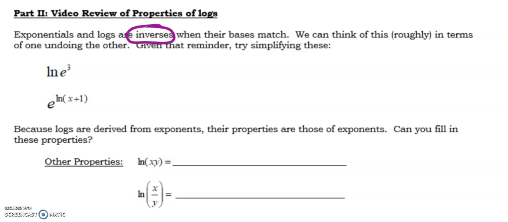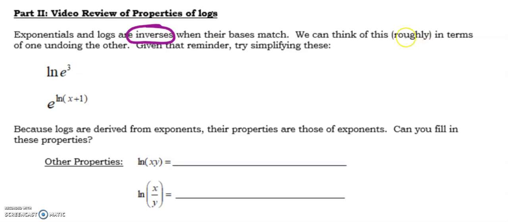So other sets of inverses that we have in mathematics: addition and subtraction, multiplication and division, squaring and square roots, cubing and cubed roots, sine and sine inverse, tangent and tangent inverse, cosine and cosine inverse. I think that's it for now. Well, for our math repertoire at this point in our math lives.